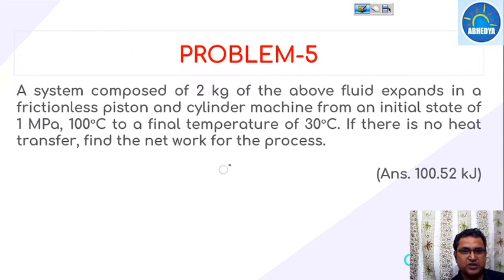Now come to the next problem, question number 5. What does question number 5 say? A system composed of 2 kg of fluid expands in a frictionless piston and cylinder machine from an initial state of 1 megapascal, 100 degree centigrade to a final temperature of 30 degree centigrade. If there is no heat transfer, find the net work.